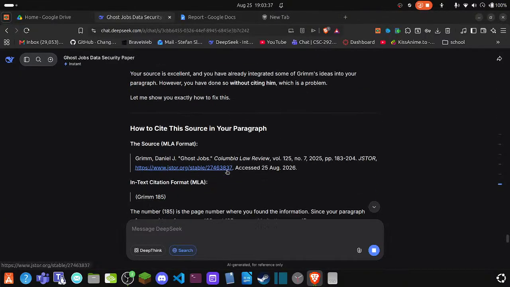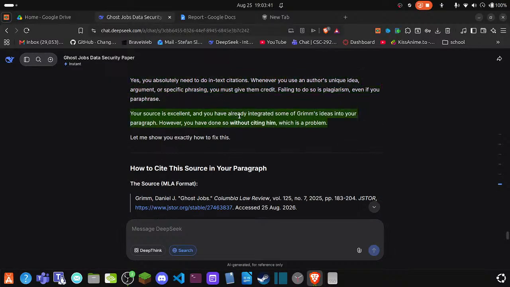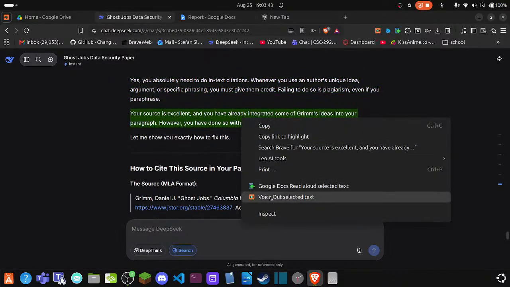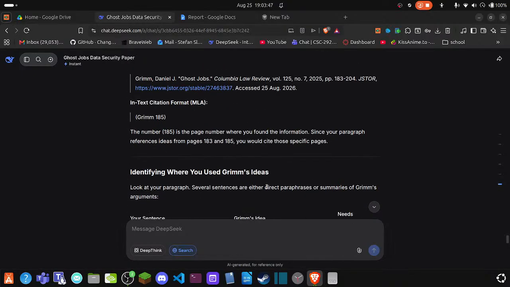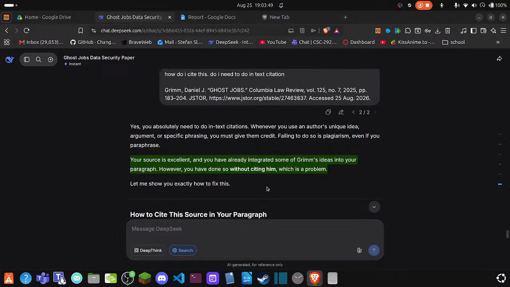Based on the text you provided and the citation details you listed, here's exactly how to cite the source in your paper, along with an improved version of your paragraph that correctly integrates the citation. Yes, you absolutely need to do in-text citations. Whenever you use an author's unique idea, argument, or specific phrasing, you must give them credit. Failing to do so is plagiarism, even if your source is excellent, and you have already integrated some of Grimm's ideas into your paragraph. However, you have done so without citing him, which is a problem.